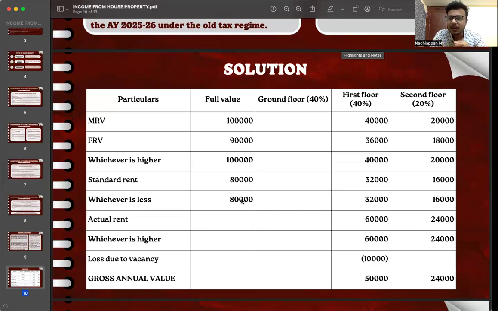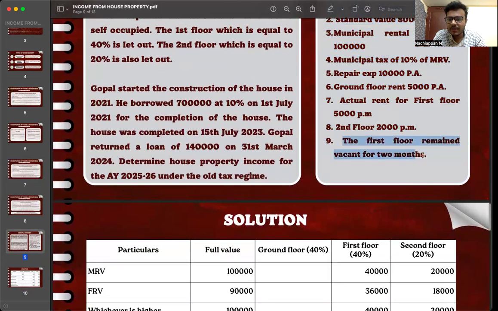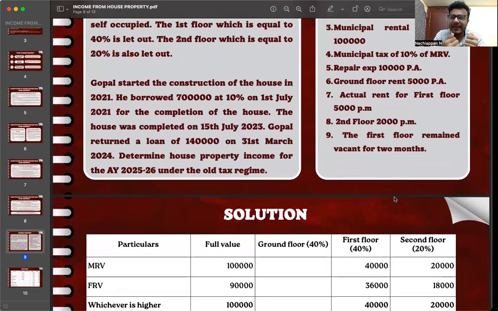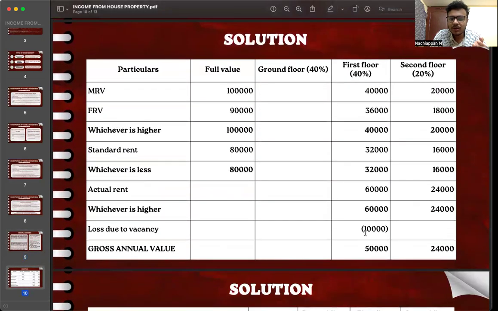So, as actual rent is higher here, we'll take that. For the first floor, it will be 60,000 and for the second floor, 24,000. Now, in the question, it has been told that the first floor has remained vacant for 2 months. So, we have a provision which allows us to reduce the loss from that while calculating the gross annual value. Our actual loss will be 2 months rent, which is 2 into 5,000, 10,000, which we can reduce for the first floor. So that's what's given here. Loss due to vacancy is reduced, 10,000 for the first floor. So the gross annual value for the first floor will be 50,000 and for the second floor it will be 24,000.